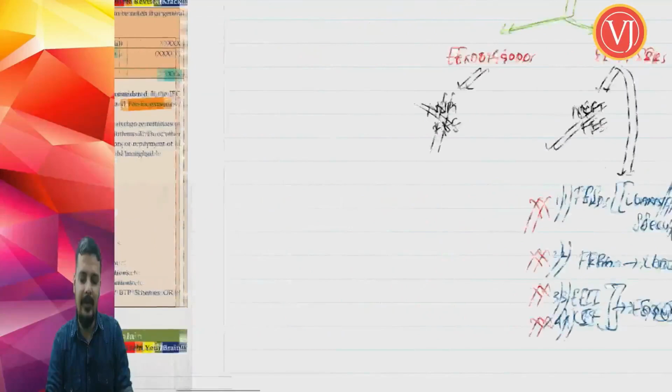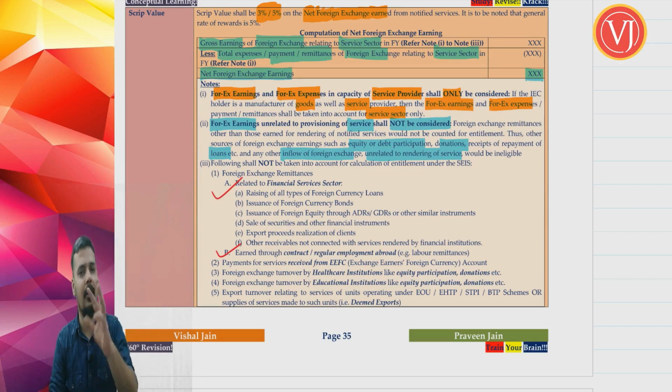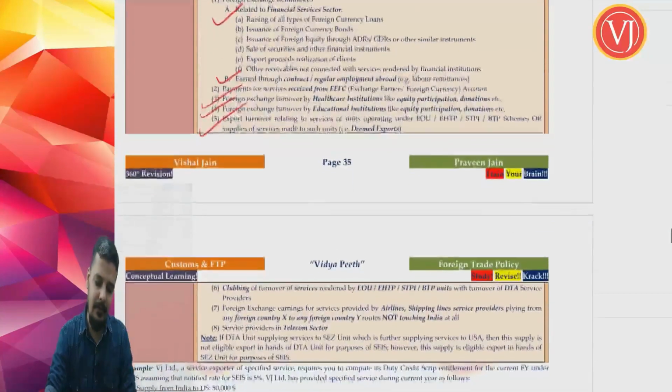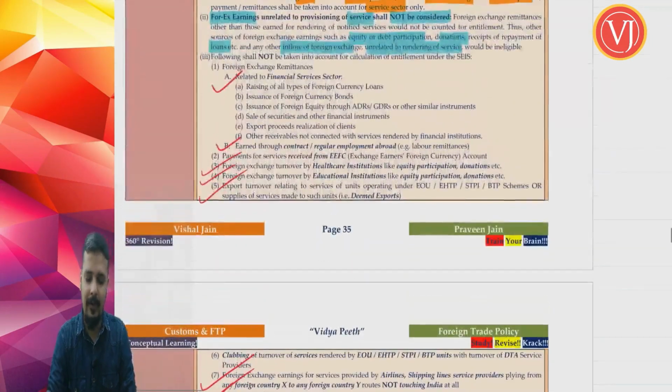Now friends, if you see all these ineligible categories, first point, when you talk about financial services, we are talking about your earning through contract or regular employment abroad, labor remittances, that we have discussed. Then healthcare institution, educational institution, getting the amount through equity or debt participation, donations, even donations, that we have discussed. Deemed exports point we have discussed. Airline company point, shipping line company point we have discussed. Telecom sector point we have discussed. DTA to special economic zone we have discussed. Now there are two small points that you have left out.